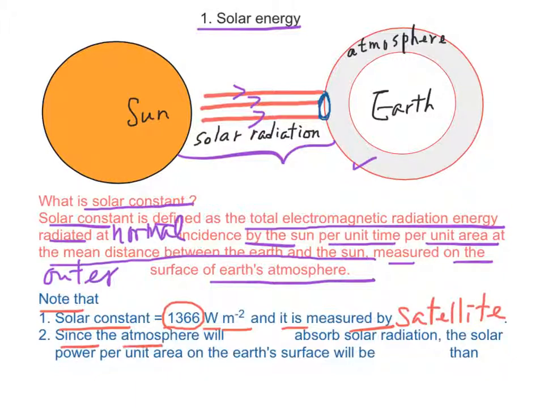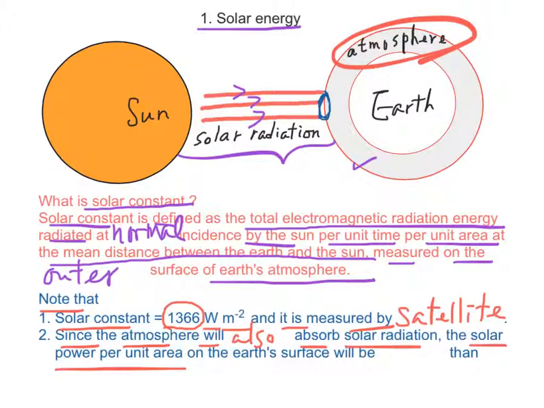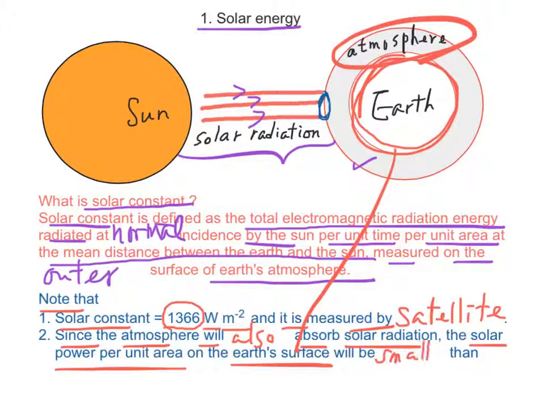Since the atmosphere will also absorb solar radiation, the solar power per unit area on the Earth's surface will be smaller than 1366 watts per meter square.